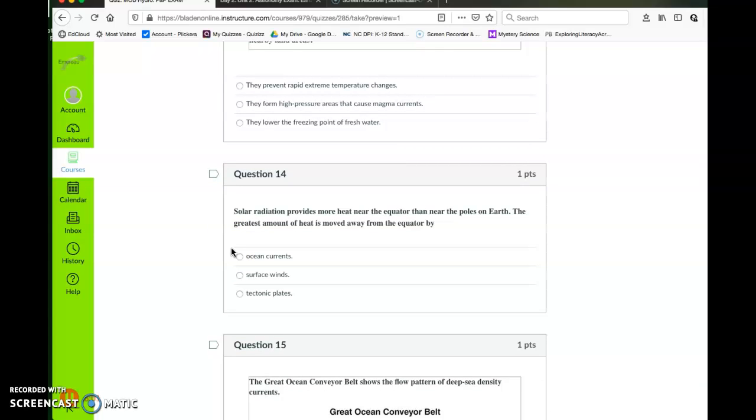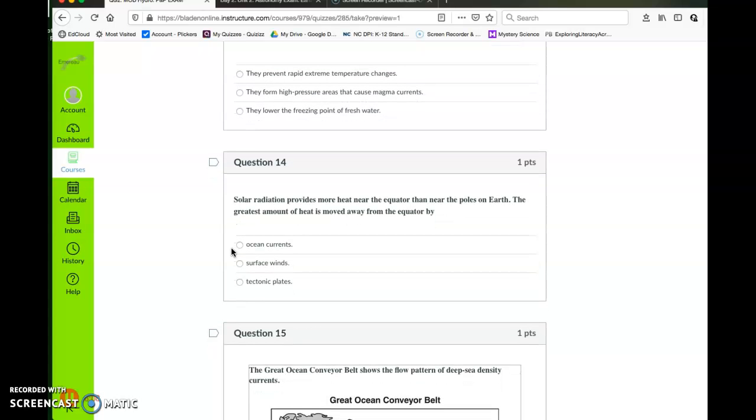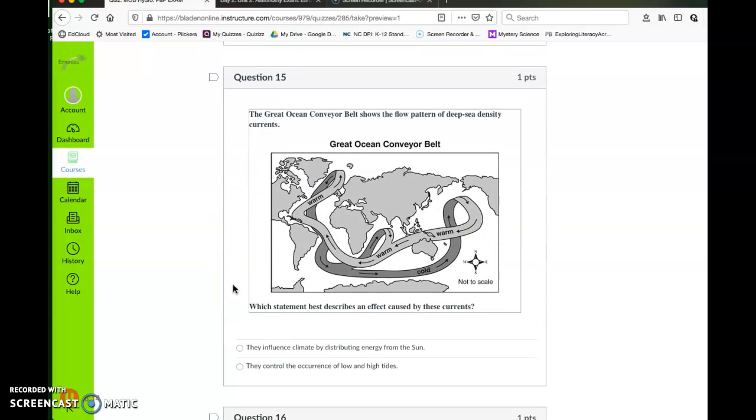Solar radiation provides more heat near the equator than near the poles on Earth. The greatest amount of heat is moved away from the equator by ocean currents, surface winds, or tectonic plates. The Great Ocean Conveyor Belt shows the flow pattern of deep sea density currents. See the graph below. Which statement best describes an effect caused by these currents?